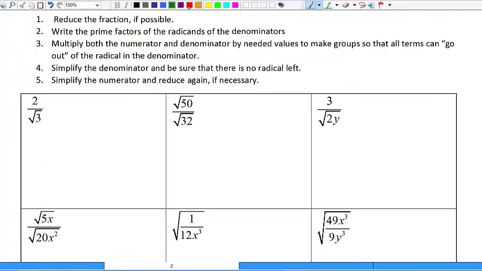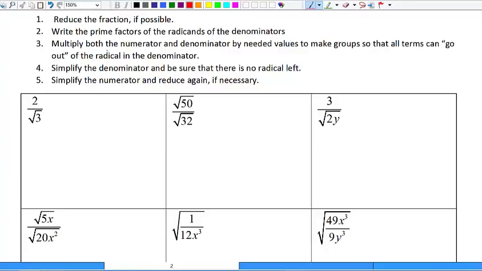Step 1, reduce the radical. Well, in the numerator I have a 2, which is not in the radical, and in the denominator I have a root 3, which is inside the radical. So anything outside the radical and inside the radical can't actually multiply or divide, so there's no reducing to be done here. Step 2, write the prime factors of the radicand of the denominator. So inside this radical we have a 3. If 3 was a composite number, meaning I could break it up into prime factors, I would do that. But 3 is already prime, so yay. So step 2 is already done.